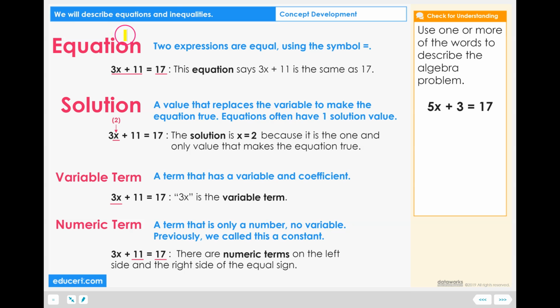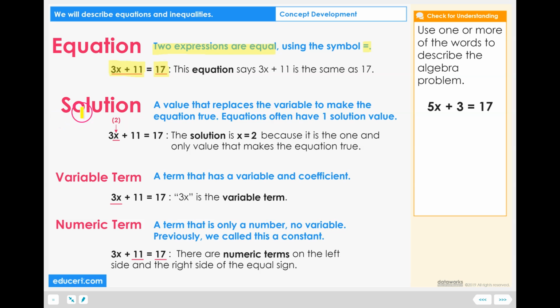Let's go over those new words we're going to use when we describe equations and inequalities. Let's start with equation. An equation is two expressions that are equal and that uses the equal sign. So when we look at an equation, we really got to break it apart into the expression on the left-hand side and the expression on the right-hand side. This equation says 3x plus 11 is the same as 17.